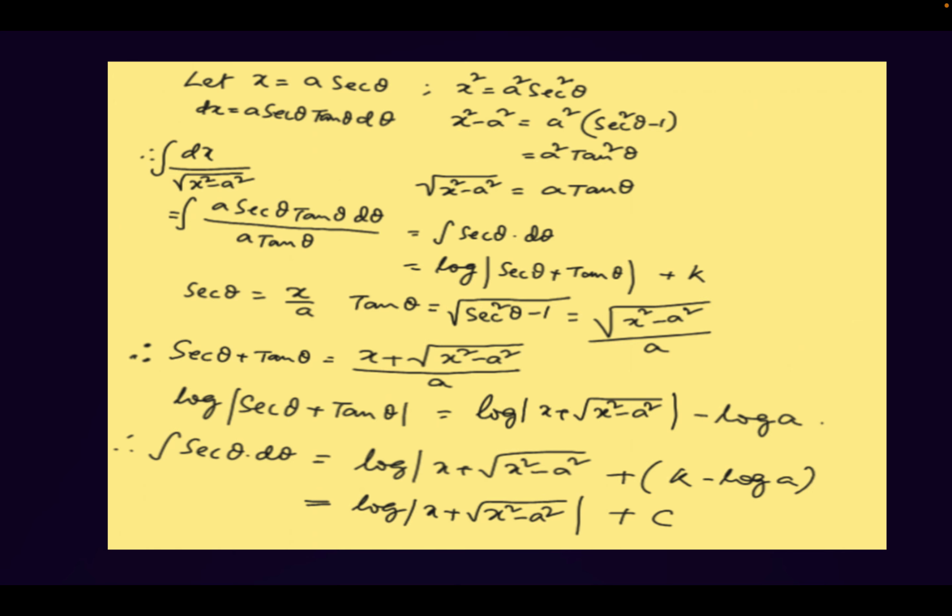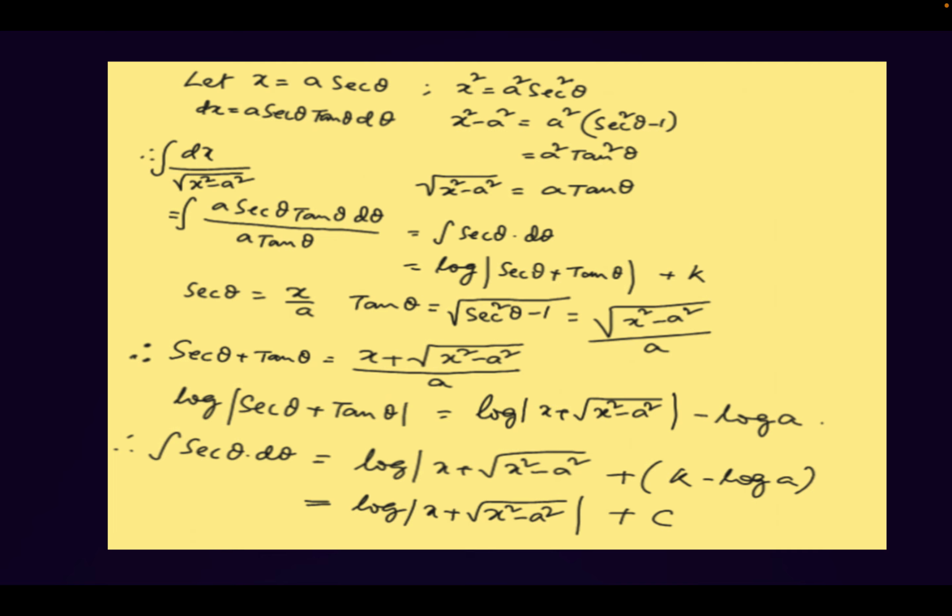Therefore, the integral of secant theta d theta is log of the absolute value of x plus root x square minus a square, plus k minus log a. Log a is also a constant, therefore constant minus constant is another constant. So k minus log a I take as c.